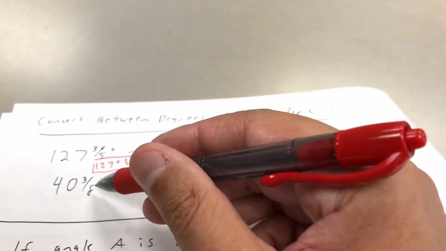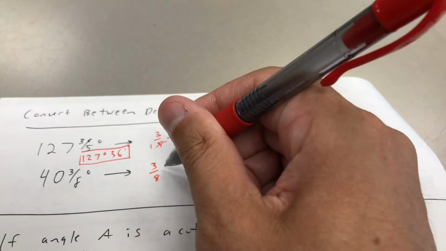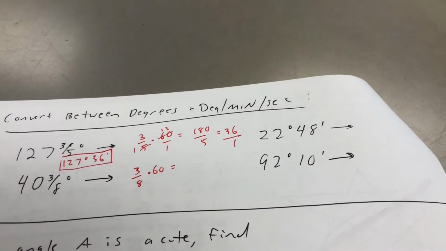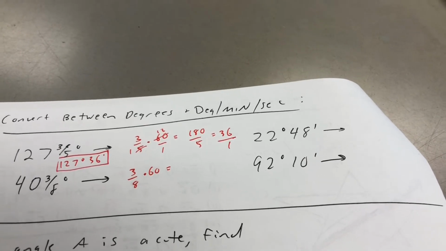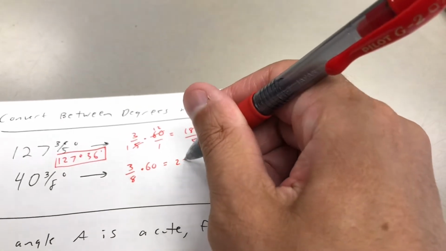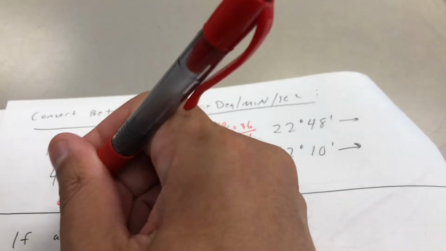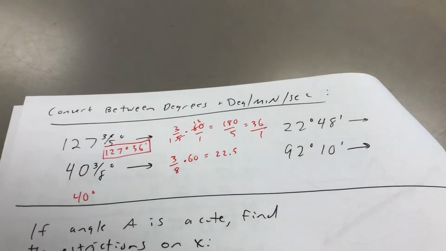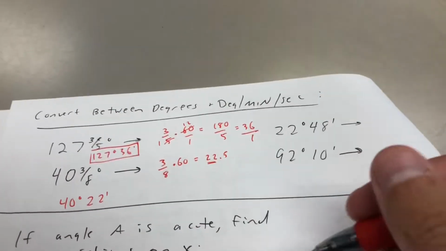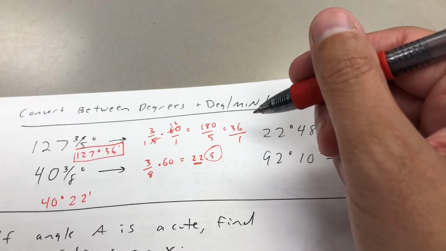Same thing here on this next one. It's 3/8, so I'm going to take 3/8 of 60. So 3/8 times 60. And this one's kind of interesting because when you do this one, you're actually going to get a decimal. You're going to end up with 22.5. So what's happening is you've got 40 degrees. The whole number part of degrees doesn't change. The whole number part here, 22, is going to be your minutes. And then we've got half a minute left, which means we want to convert that into seconds.